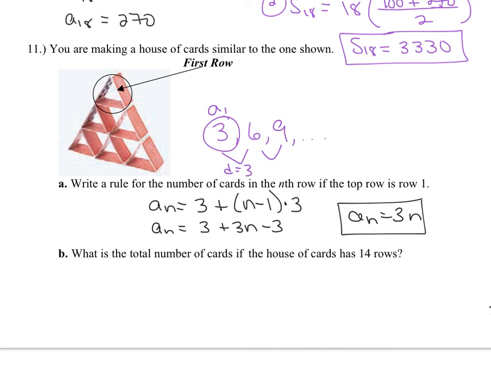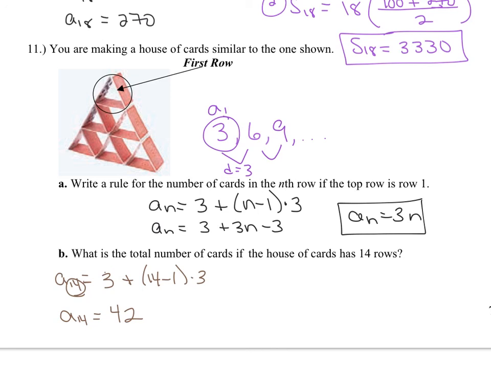And then what is the total number of cards if the house of cards is 14 rows? So just like the previous problems, we have to figure out what a sub 14 is. The 14th row, how many cards there are. So again, a sub 1 is 3 plus our n value is 14 in this specific one. And again, our common difference is 3. So our last row would have 42 cards in it.